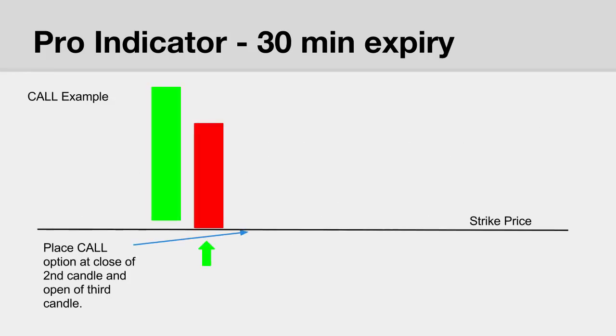Here is a call example. When a green arrow appears, basically you'll look for the previous candle to be green, and once the arrow appears on the current candle, once that has closed and it's red, you're ready to place your call. So you want to place the option call at the close of the second candle and the opening of the third candle, and that's your strike price. That's where you're getting into the market.